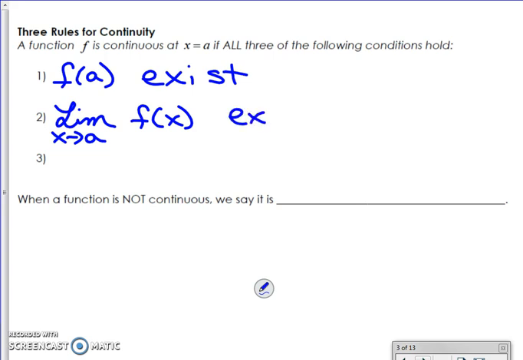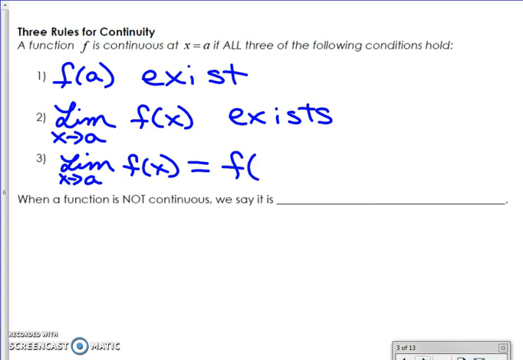So you have to be able to evaluate the function there, and the limit has to exist. Okay? And then the key in it all is that they have to be the same. So you would say that the limit as x approaches a of f of x has to equal the function if you evaluate it at that same spot. So those are your 3 rules. It's super important that you know them. When a function is not continuous, we say that it is discontinuous. That's the proper word to use there.